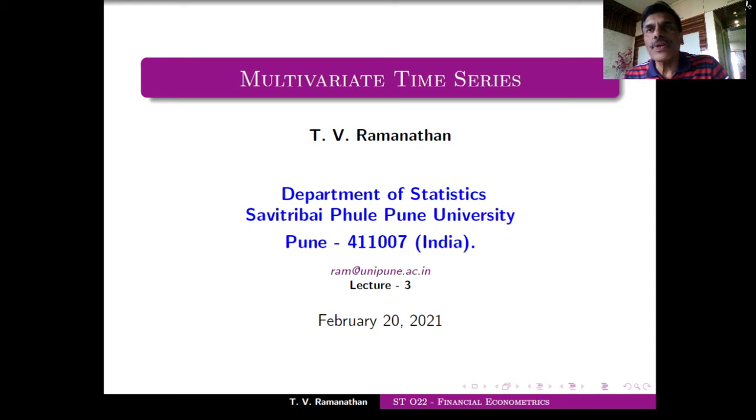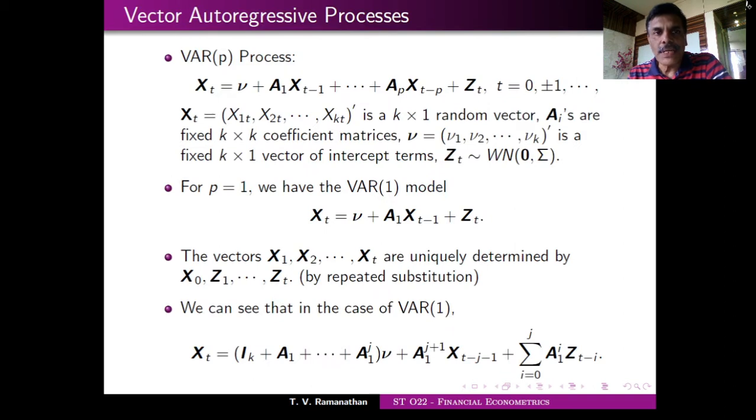So we are going to introduce what is known as the vector autoregression model, which is parallel to the autoregression model you have learned in the univariate case. So what is a vector autoregression model? We are going to define what is called a VAR-P process. A vector autoregression model of order P is defined as xt equal to nu plus A1 xt minus 1 plus etc. plus Ap xt minus p plus zt, t equal to 0, plus or minus 1, etc. Now xt is a vector, nu is a vector, A1 is a matrix. We have seen that already.